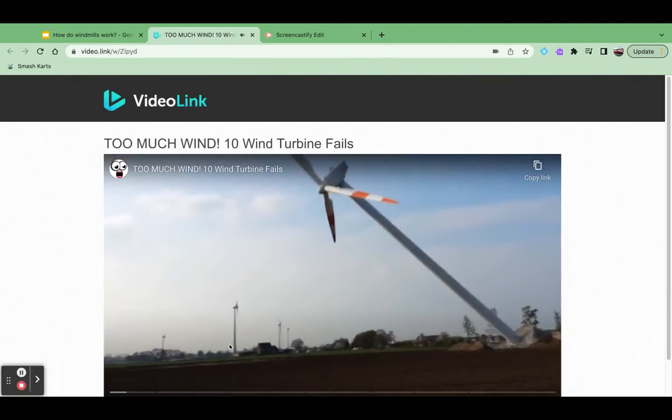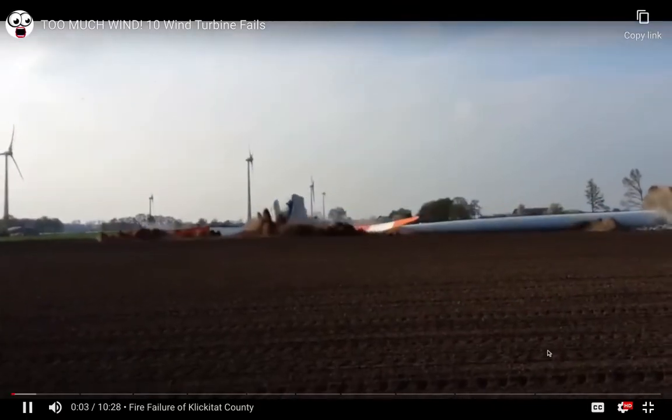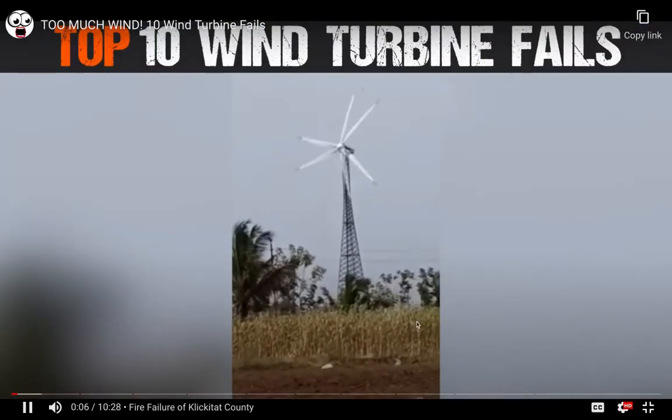A malfunctioning turbine is both tumultuous and terrifying. Here are the top 10 wind turbine fails.